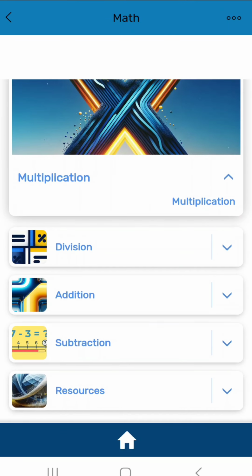And that's the case with division, addition, subtraction, and all other main core subjects for multiplication and math in general, in which resources would help us understand the concept again.